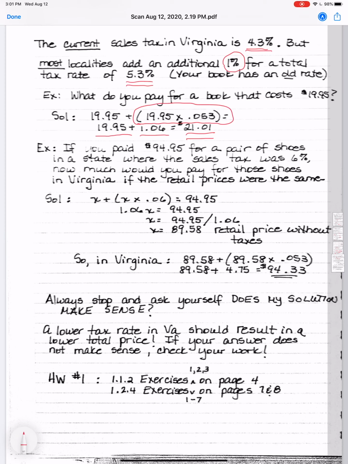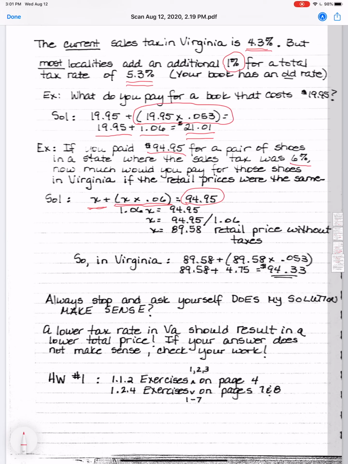So let's say you paid $94.95 for a pair of shoes in one state, where the sales tax was 6%. How much would you pay for these shoes in Virginia if the retail prices were exactly the same? We'll assume that they start out at the same price, but if you buy them in one state, you have to pay 6%. In Virginia, you only have to pay 5.3%. So we know that some number plus that number times 6% gave us 94.95. That's what we started with.